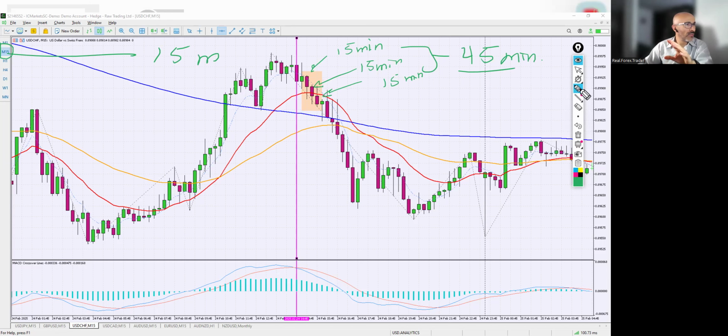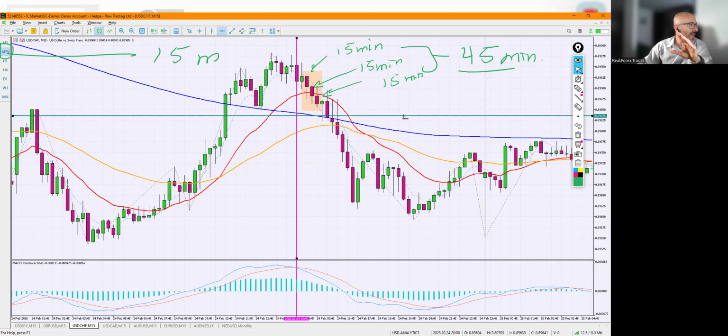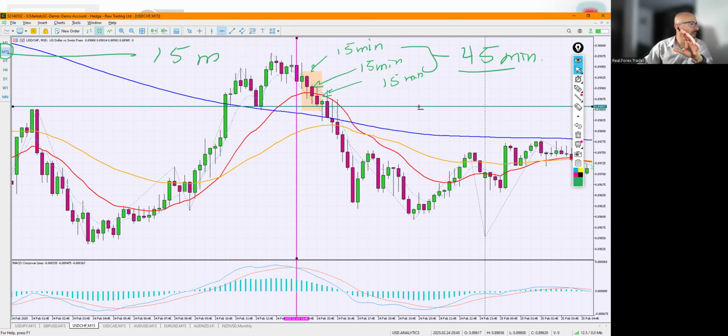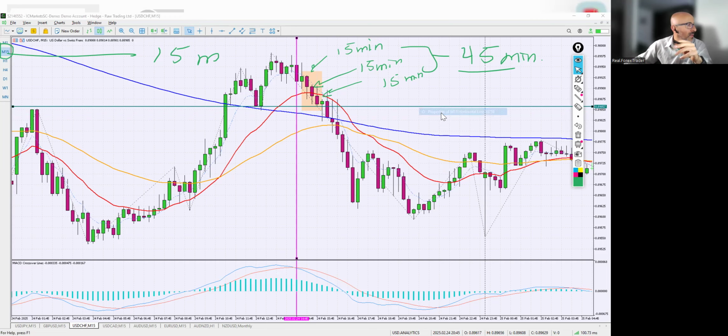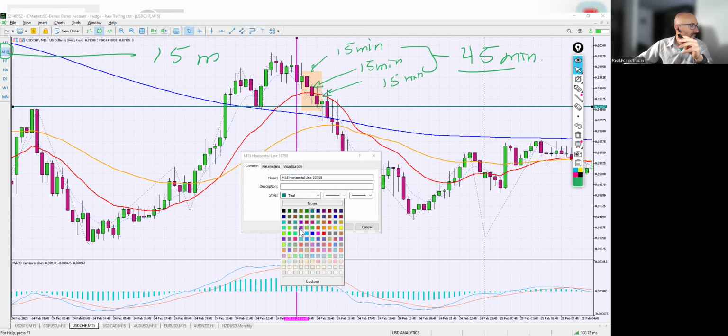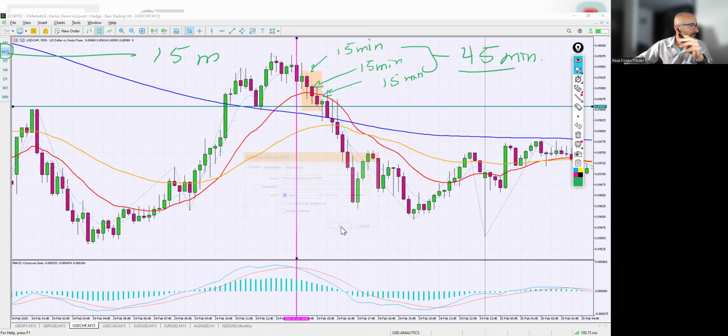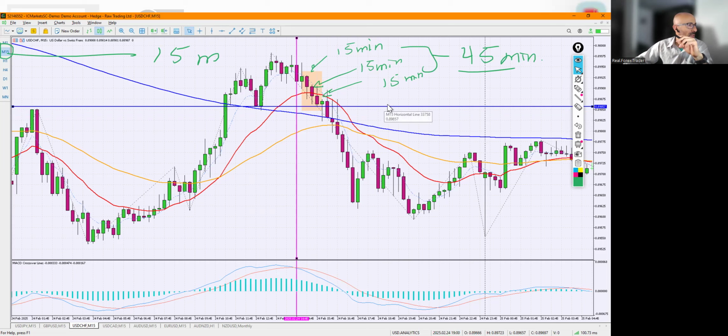Okay. So it means that I'm going to place my entry point below the low of this third candle. So I set here my entry point. Okay, this is my entry point here.